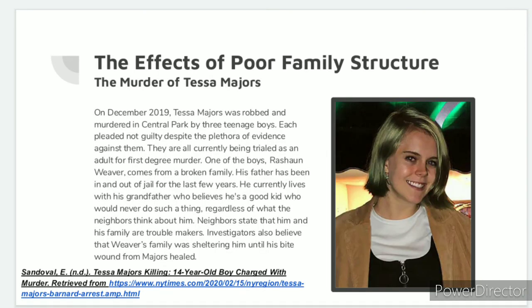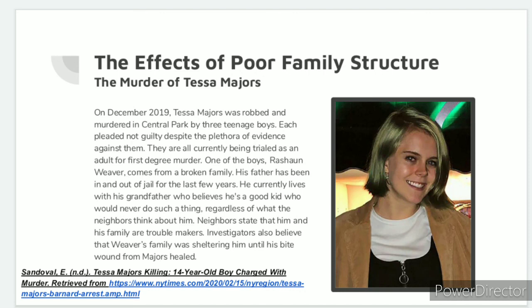Another example of the effects of poor family structure is the murder of Tessa Majors. In December 2019, Tessa Majors was robbed and murdered in Central Park by three teenage boys. Each pleaded not guilty despite the plethora of evidence against them. They are all currently being tried as adults for first-degree murder.